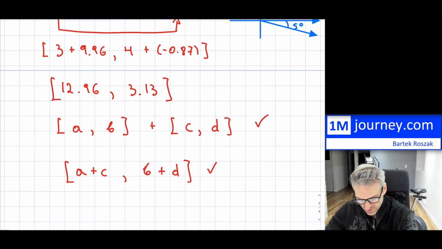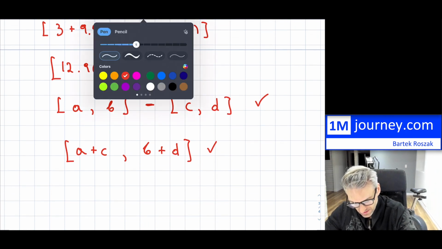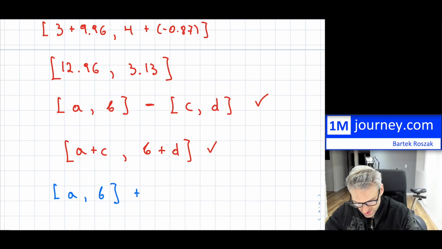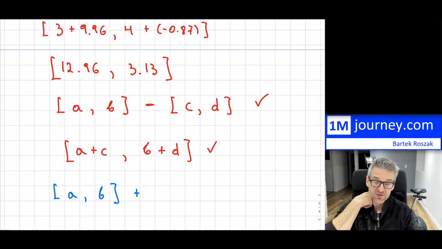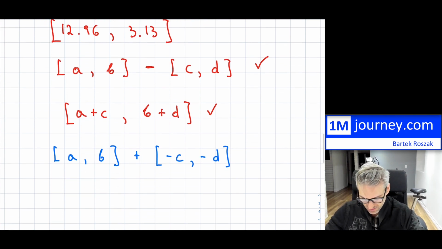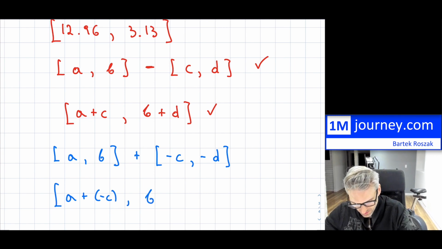Now, for subtraction, if I put a subtraction in there, then that doesn't change anything for me, actually. If you recall, subtraction in terms of vectors is represented as adding the opposite vector. The opposite vector is just negative C, negative D. So you can certainly do the addition, and you're going to be doing A plus negative C. That would be your result, and then B plus negative D. And there you have it.